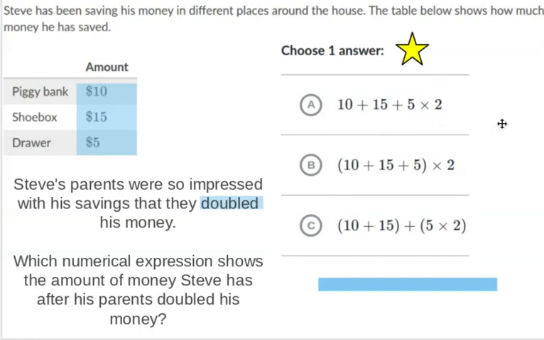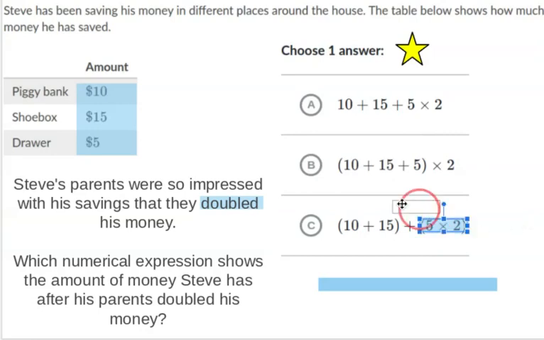But if I followed order of operations in this problem, I would actually have to do this part first. And I would get 10, and then I would have to add 10 more and get 20 and add 15 more and get 35. So when I follow order of operations, this one doesn't work because I'm only doubling the amount that he found in the drawer. Do you see that there? And Steve's parents are doubling all of this. Same thing down here. I see that, well, wait a second, the only thing that's being doubled is the drawer again.